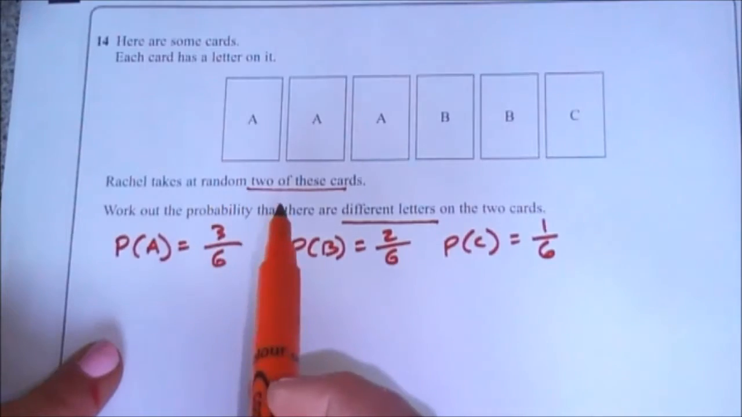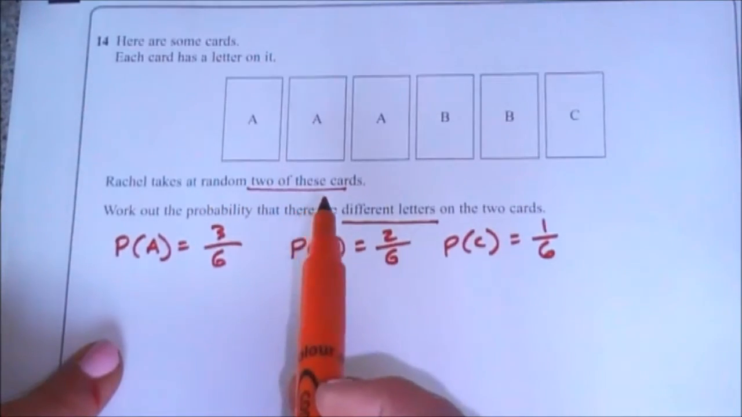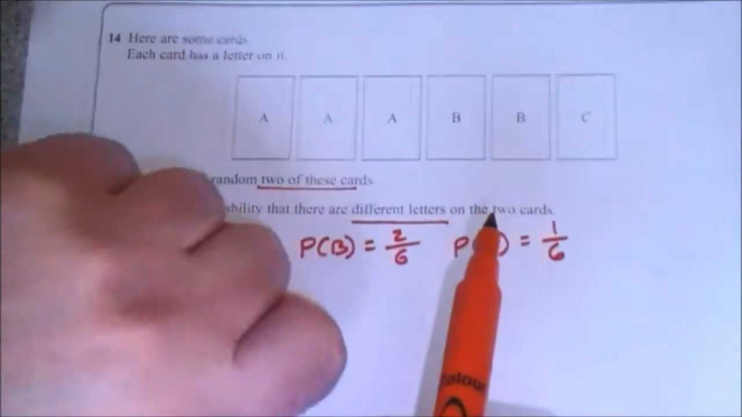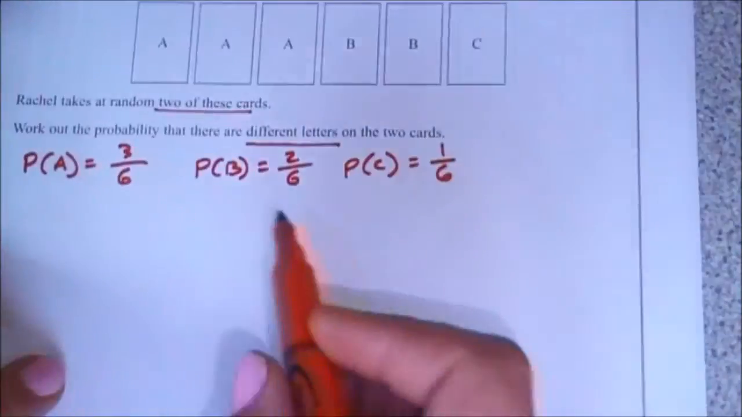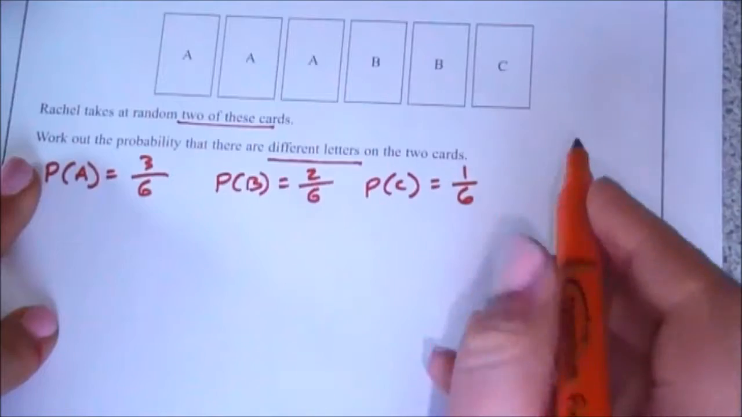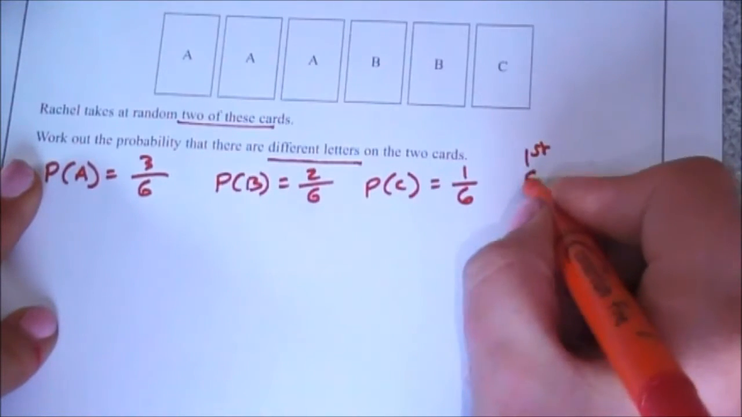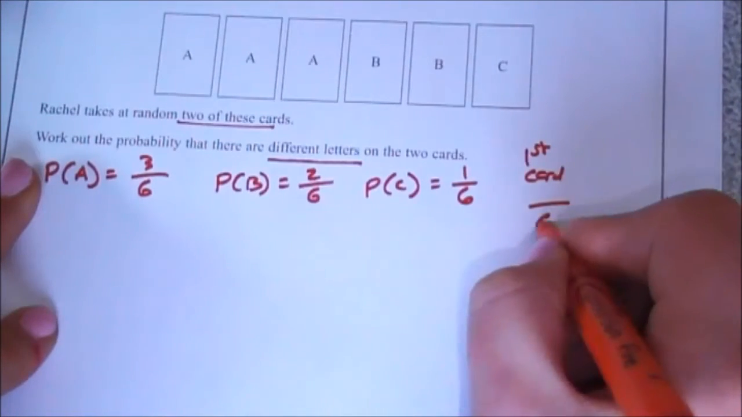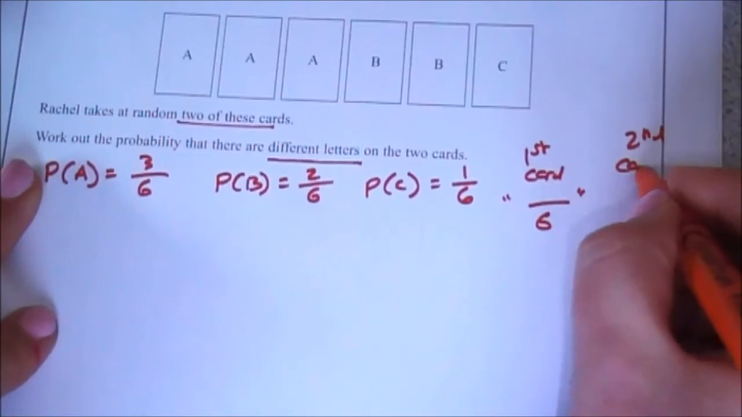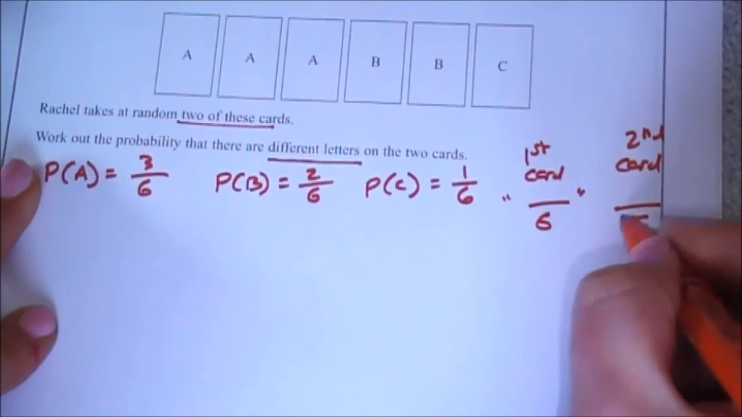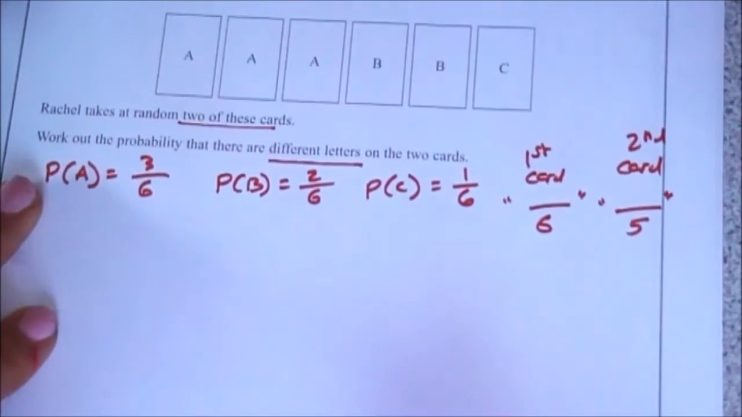However, she's taken 2 cards. So when she picks 1 up, there's only going to be 5 cards left. So that is going to be my first card. So there'll be a first card, which will be out of 6. And then there'll be a second card, which will be out of 5.